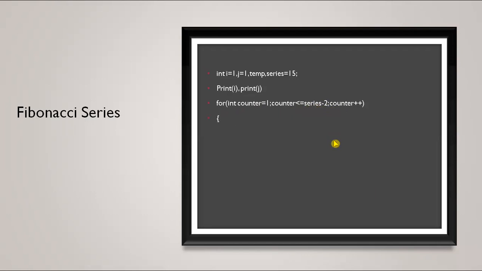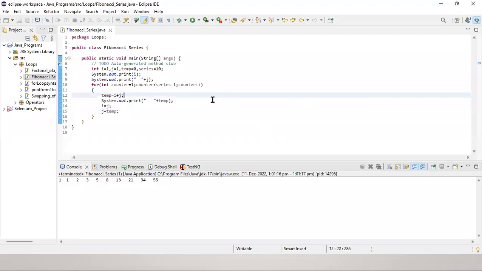Every time it has to compute temp equals I plus j, print temp, and then the j value will be assigned to I, and the temporary value will be assigned to j. So this is the logic for writing the Fibonacci series. Don't get confused about how it has been written. Let me show it in a programmatic way.